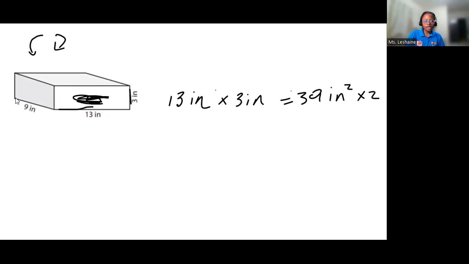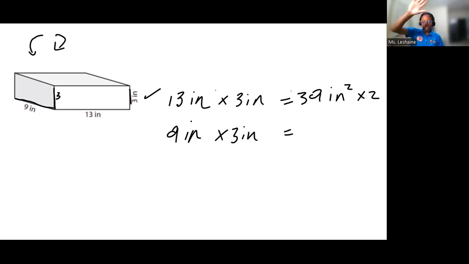Now, the next face that we're going to take a look at is this one. So I have 9 inches multiplied by 3 inches. Now, where did I get that 3 inches from? If here is 3, then here is also 3. So 9 inches multiplied by 3 inches tells me that the surface area of this portion is 27 inches squared. Now I know that if here is 27, the matching face that we are not seeing is also 27. So I'm going to double that.